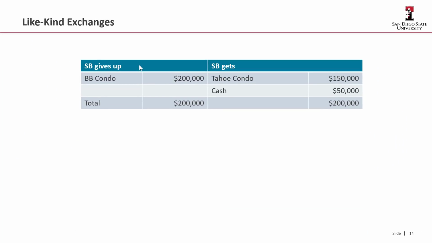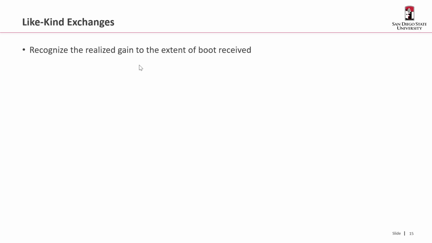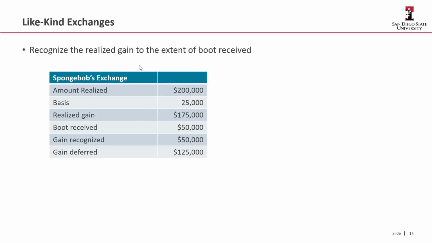Okay, let's focus on SpongeBob for a second. So we need to recognize the realized gain to the extent of any boot received. So let's look at SpongeBob's exchange. First is, what's the amount realized? Well, he gets a condo worth $150,000 and $50,000 in cash. So his amount realized is $200,000. Recall his adjusted basis was $25,000. That was given. Therefore, he has a realized gain of $175,000.